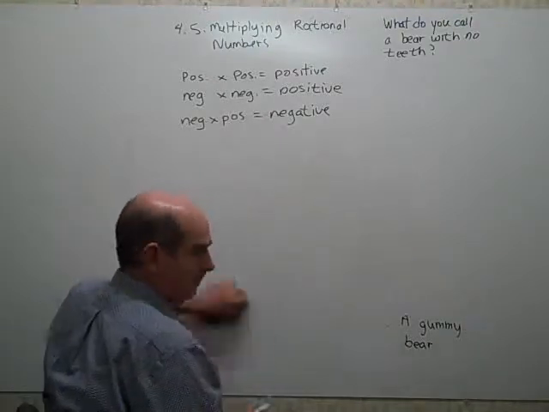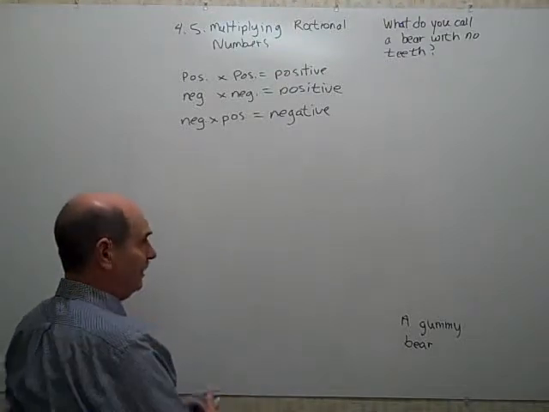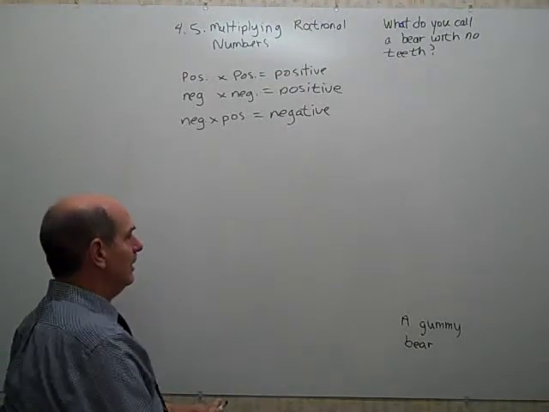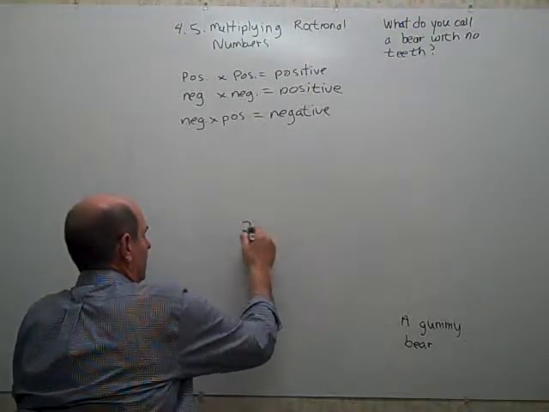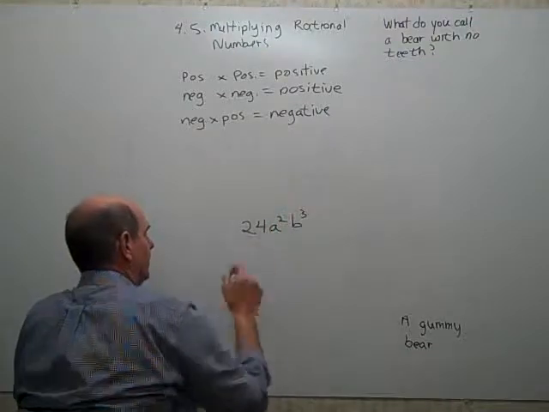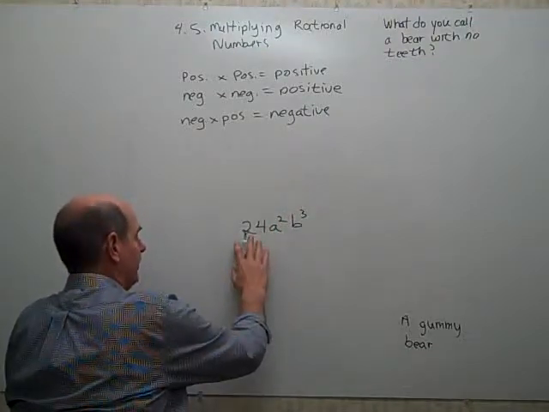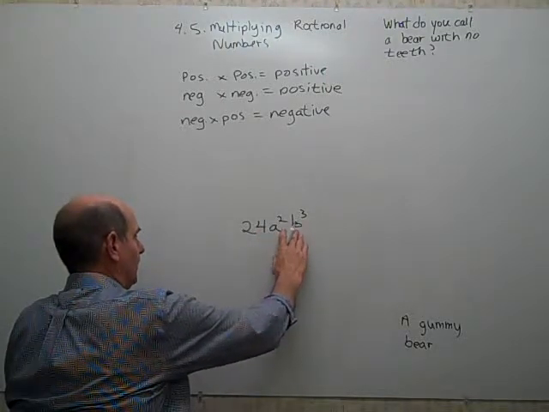Now I'm going to go to probably the most difficult concept of this lesson of multiplying, because there's going to be some algebraic expressions in this. I want you to keep in mind that if you have something like 24a squared b to the third, that would be 24 times a times a times b times b times b.